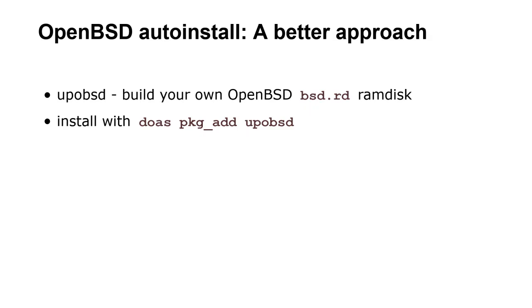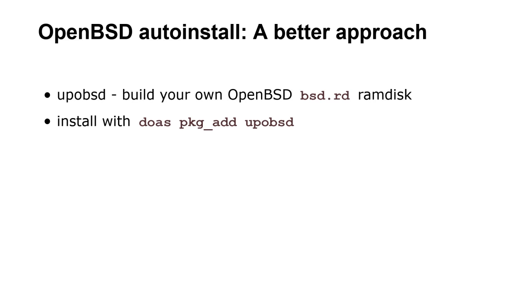There's a tool called upobsd that lets you customize the bsd.rd RAM disk. That's the file that gets loaded when your ISO boots that contains the install script that makes the actual changes to your disk. upobsd is not in the base system, but you can add it very easily with pkg_add upobsd. You need superuser privileges to do this, so preface the command with doas, or if you like sudo better, that's fine too.